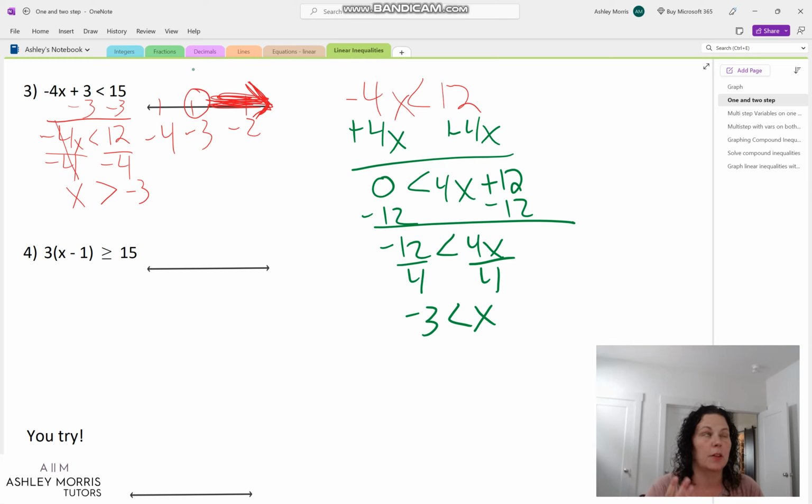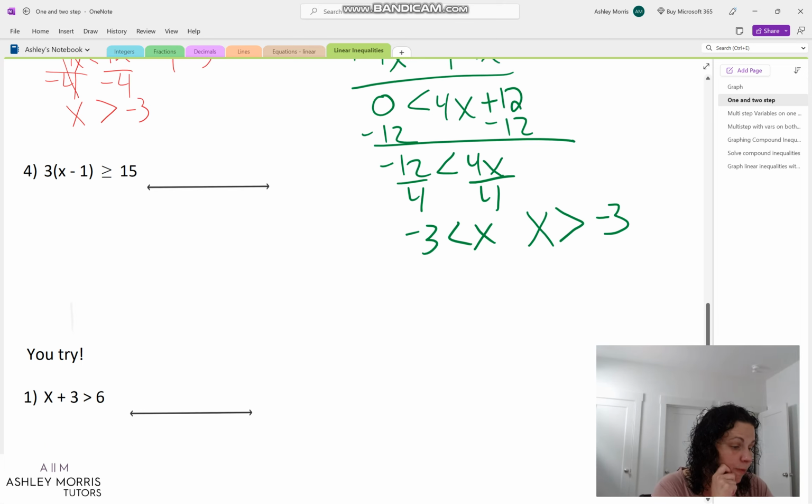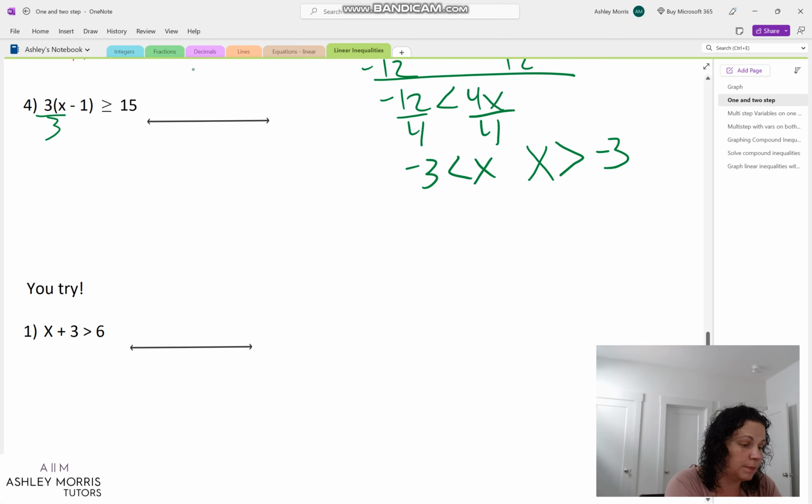Well, it's not the wrong side. We don't like it on the right side, we like it on the left. So when we flip everything around, it opens towards the x, negative 3. So that's how you can do it without using the shortcut of just flipping the sign. But most people, once they get the hang of it, flipping the sign is fine. But that's kind of the reason why, if you moved it over and got rid of the negative, it would flip the sign around.